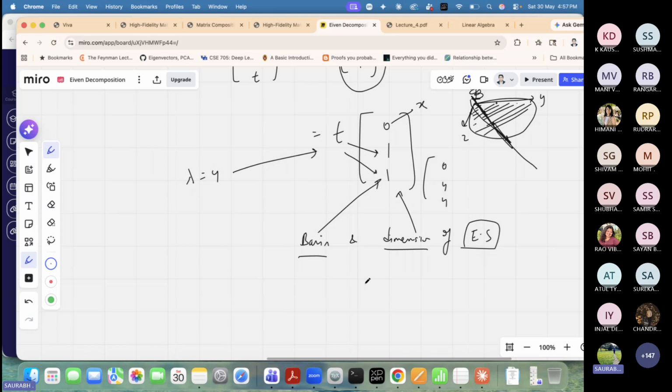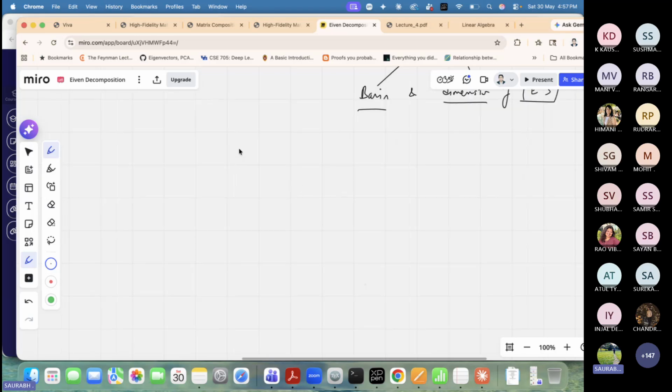Second, in machine learning, these lambda values are not redundant values that you're finding. Lambda values tell you which space is having maximum stretch.